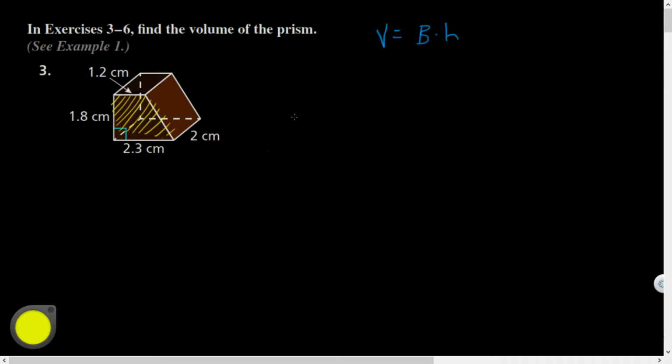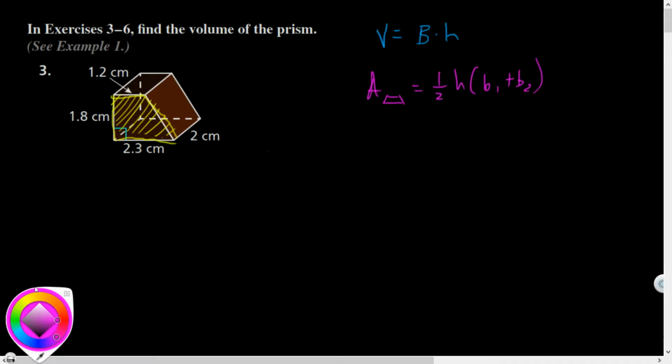It's a trapezoidal prism, so the base is going to be the non-rectangular shape. So that is the base. If you guys don't recall, the area of a trapezoid is equal to half the height times the sum of the bases. And so now I can find that area. I could call this just capital B as well in our case, right?